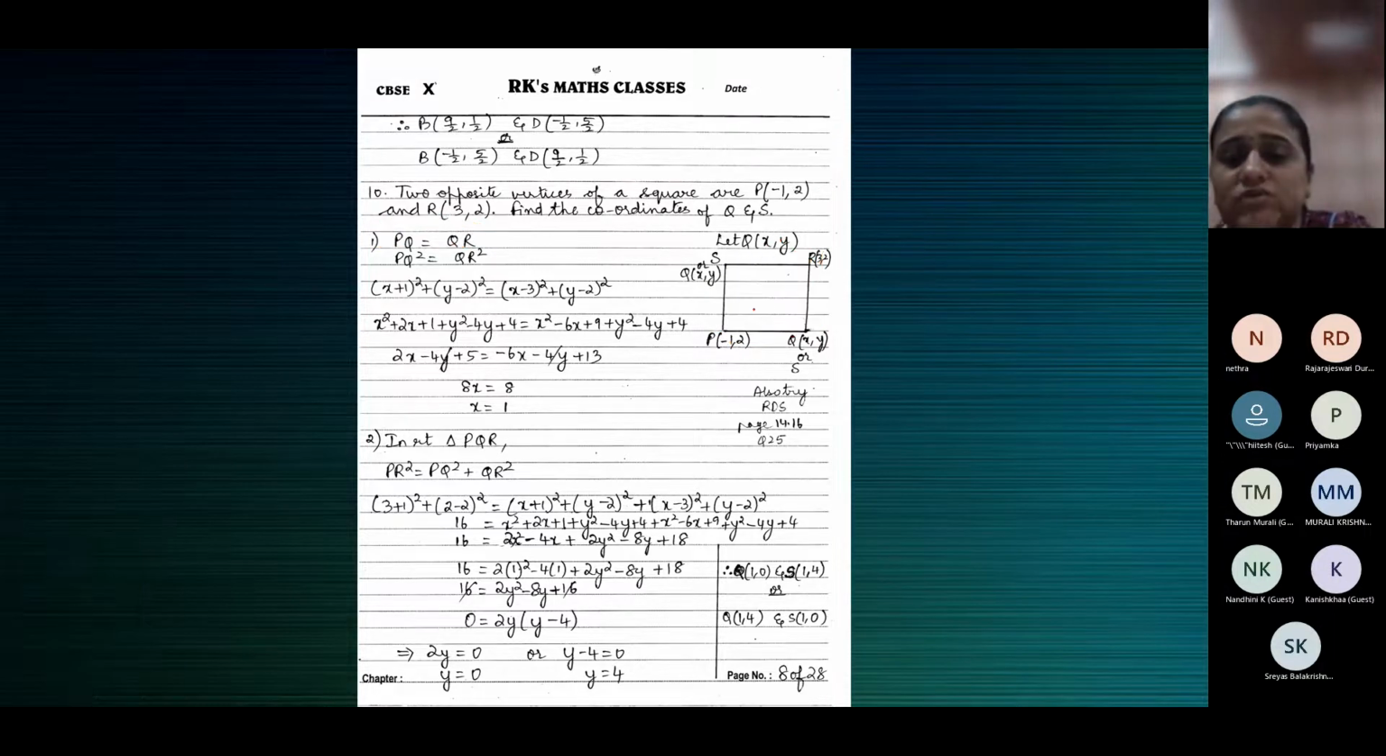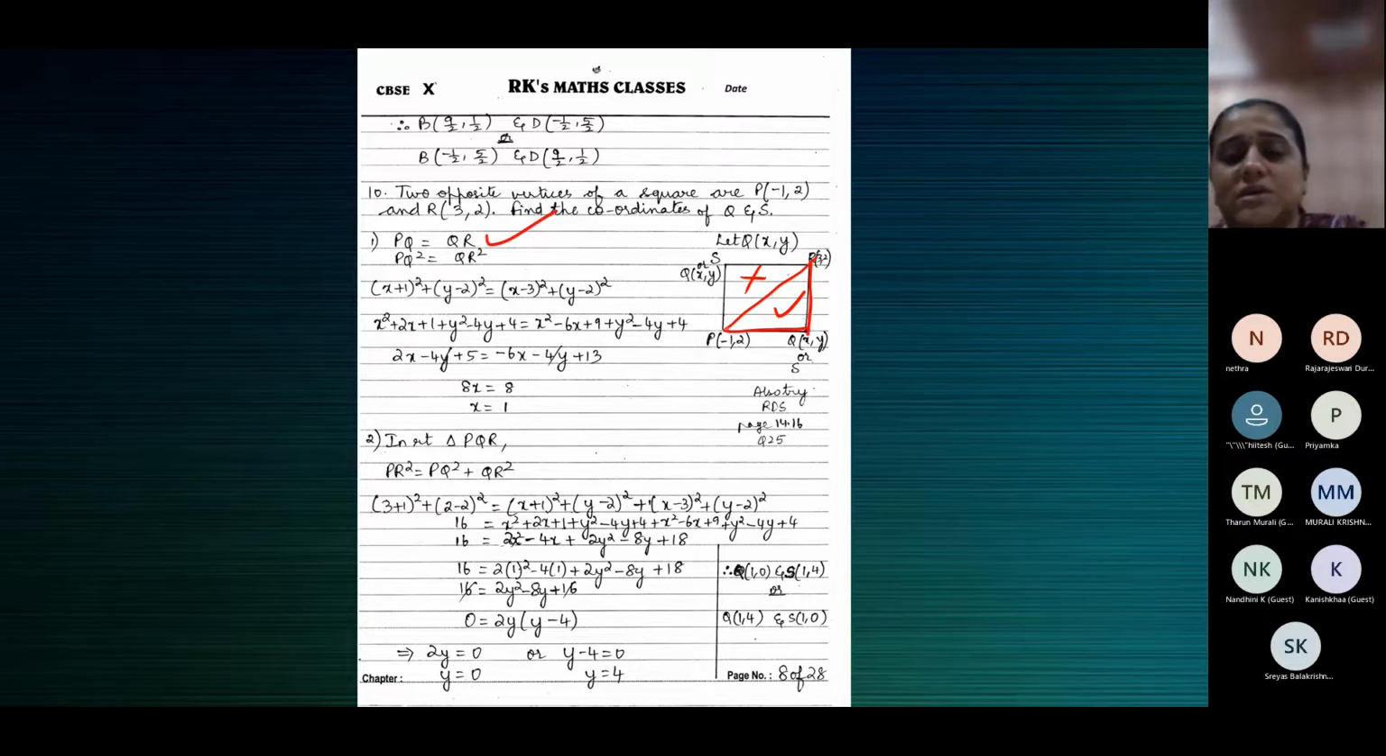PQ is equal to QR. Work that one first, and then use Pythagoras theorem. PR square is equal to PQ square plus QR square. Use any one triangle, forget the other one. When you join the diagonal PR, there are two triangles. Take any one of these two triangles. So what I've done, I'm just looking at this, not considering the other. So first condition, PQ is equal to QR.